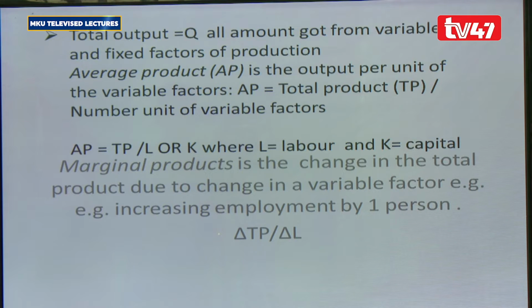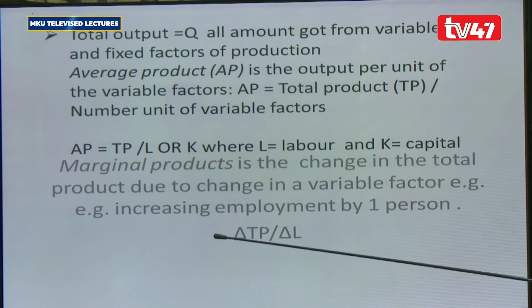And by doing so, he needs to calculate the average product, which is the total product divided by the number of units of the variable factor. Remember, we say that one of the examples of the variable factor is employee. Any employee coming in, the producer will be interested, how much is he contributing to the final output, to the final Q. Meanwhile, we look at the marginal product.